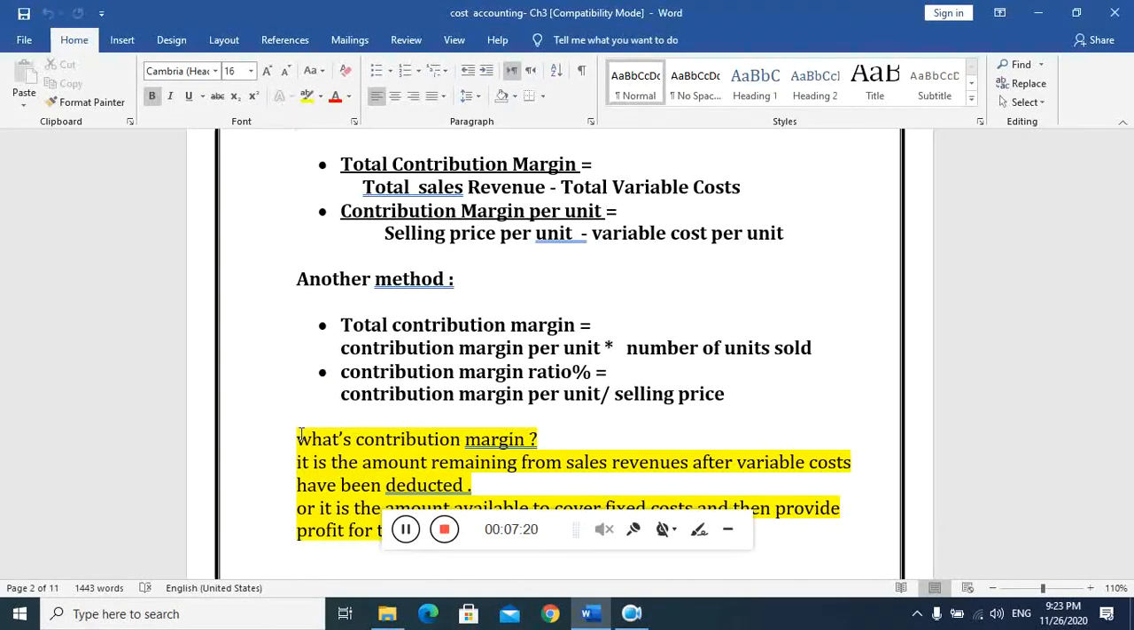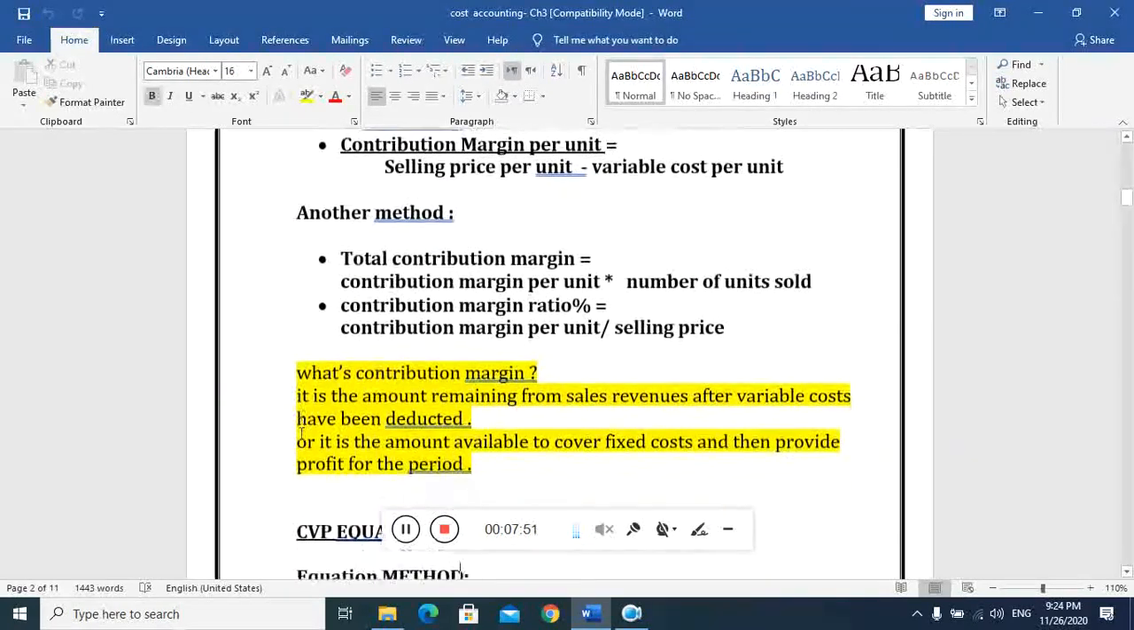Another method to compute the contribution margin: we can say that total contribution margin equals contribution margin per unit multiplied by number of units sold. Or we can compute the contribution margin ratio by dividing contribution margin per unit by selling price. These are the two main methods to compute contribution margin.